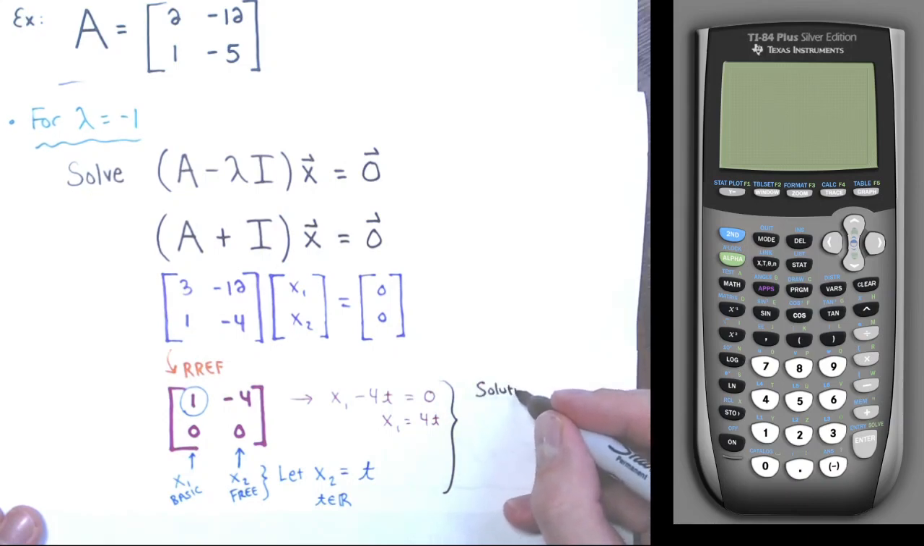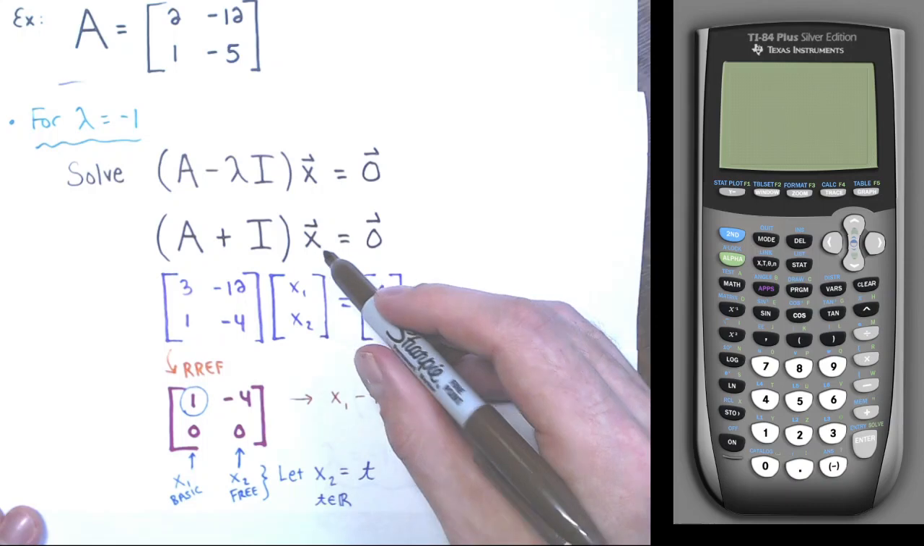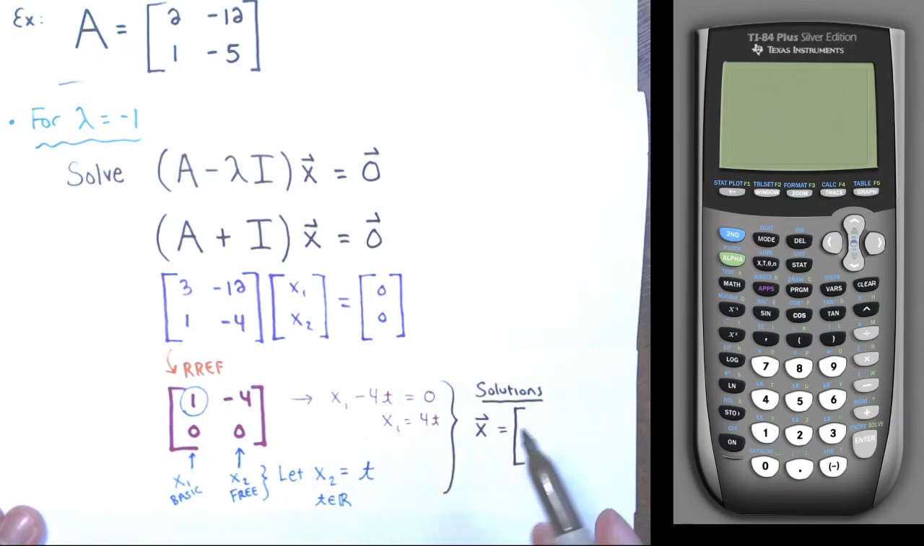So for the solutions, every vector x I use has two components. The first component, x1, is 4 times this choice of t. The second component, x2, is just the choice of t. Both of these have t in common, so pull t out, times the vector 4, 1.